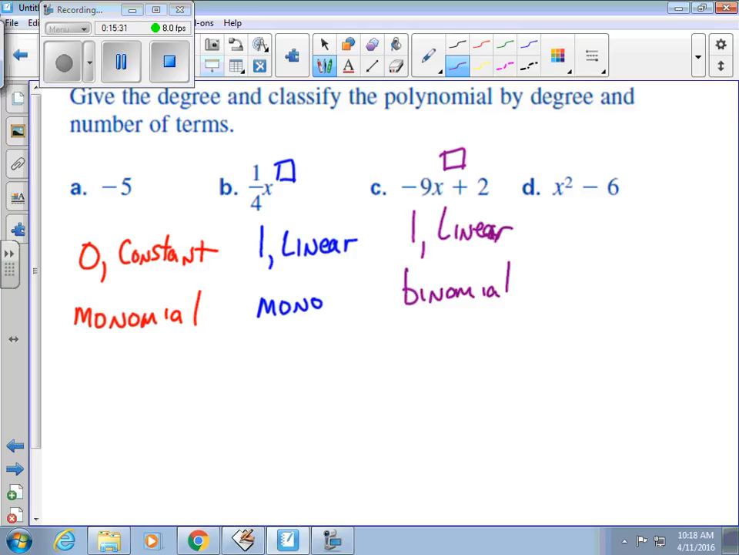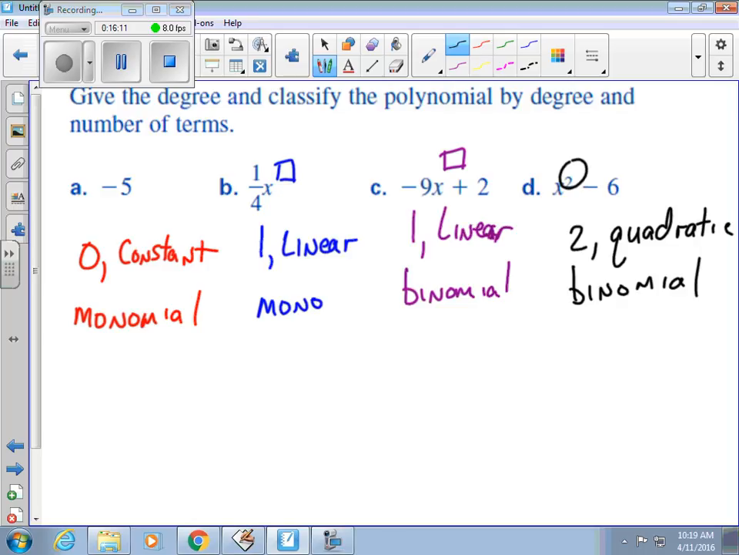X squared minus 6. What is the degree of this one? 2. So if something is the second degree, what do you call that? Quadratic. Remember, don't get confused. That doesn't mean 4. Quadratic. And then how many terms is it? Since there's 2, binomial. So second degree, quadratic, binomial.